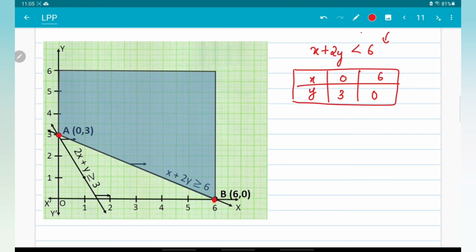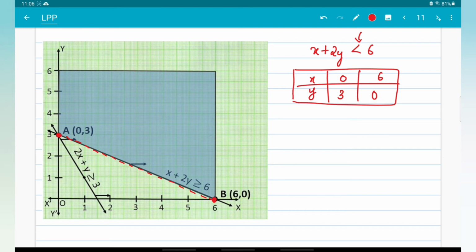Now if you can see here, there is only the less than symbol, and it is not less than or equal to. Since there is only a less than symbol, I'm going to draw a dotted line. If there had been an equal to symbol, I would have drawn a straight line, but since there is no equal to symbol, I'm going to draw a dotted line between those two points, because that is not included.